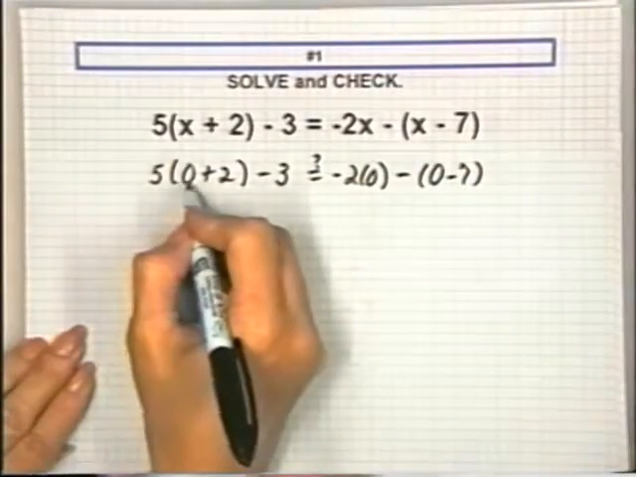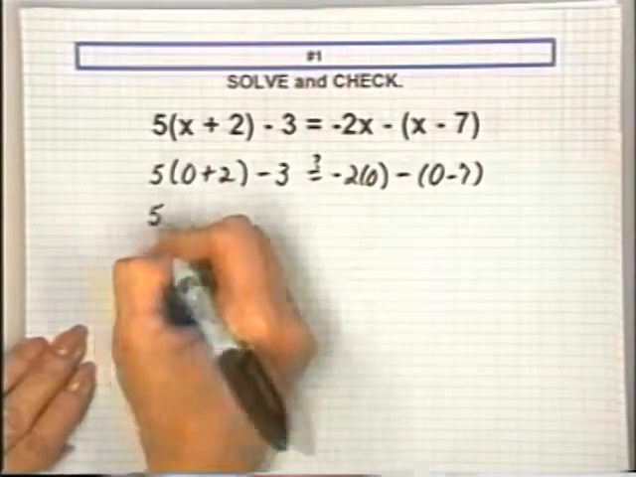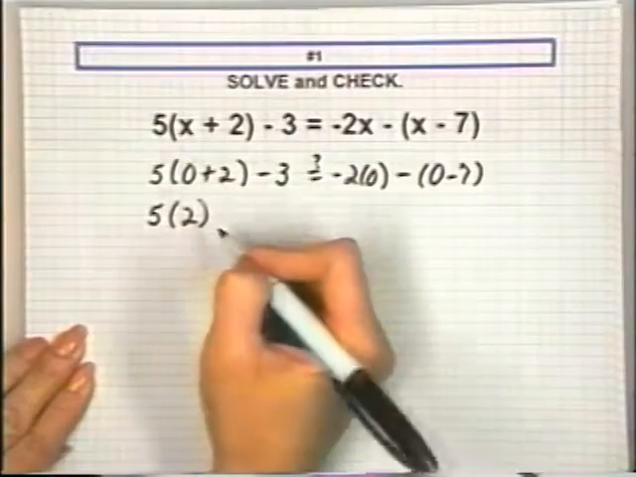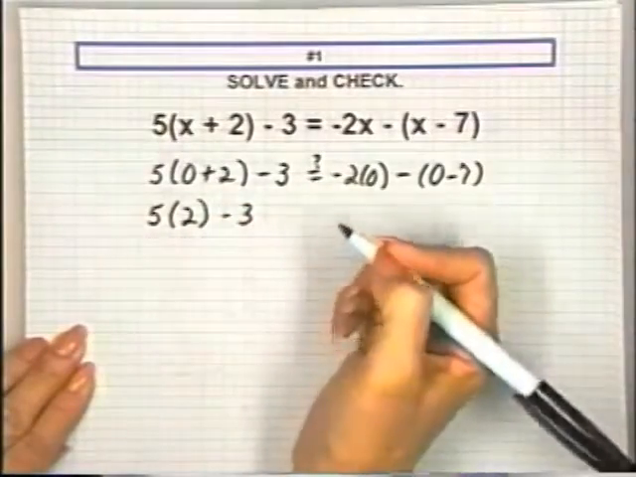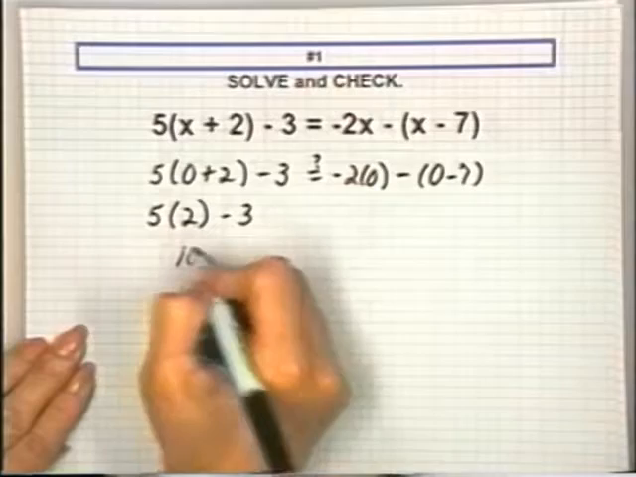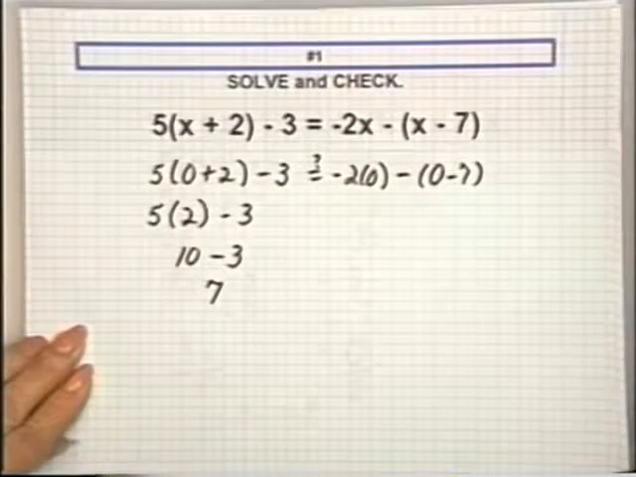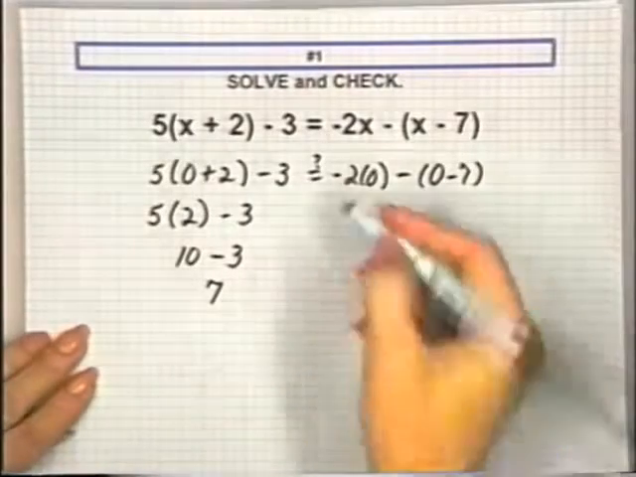On the left side, let's work what's in parentheses. We'll have 5 parentheses 0 plus 2 is 2 subtract 3. 5 times 2 is 10. 10 subtract 3 is 7. Let's see if we get 7 on the right side.